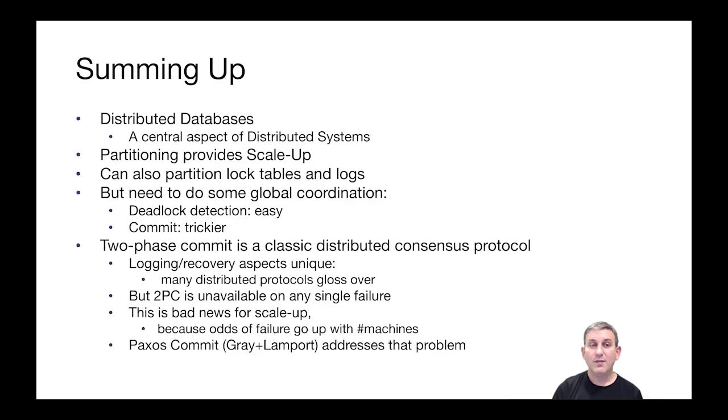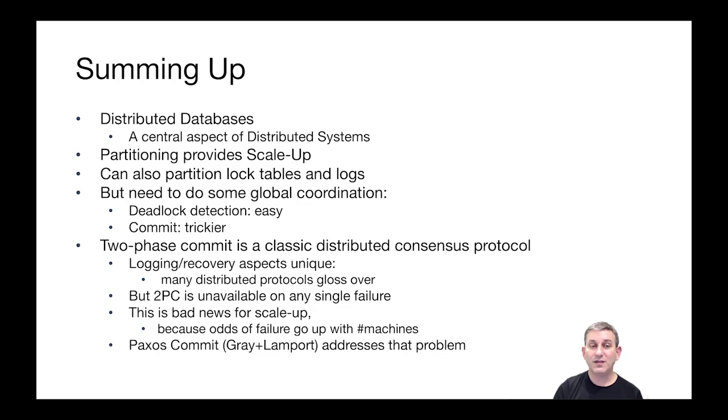Partitioning of distributed databases provides the scale-up that we wanted in parallel databases. And we can also partition our lock tables and even our logs across nodes in the natural way so that things essentially work very much like the single node systems in most respects, with a couple additional protocols. So the additional protocols for global coordination, one is deadlock detection. That one's quite easy, as we talked about.